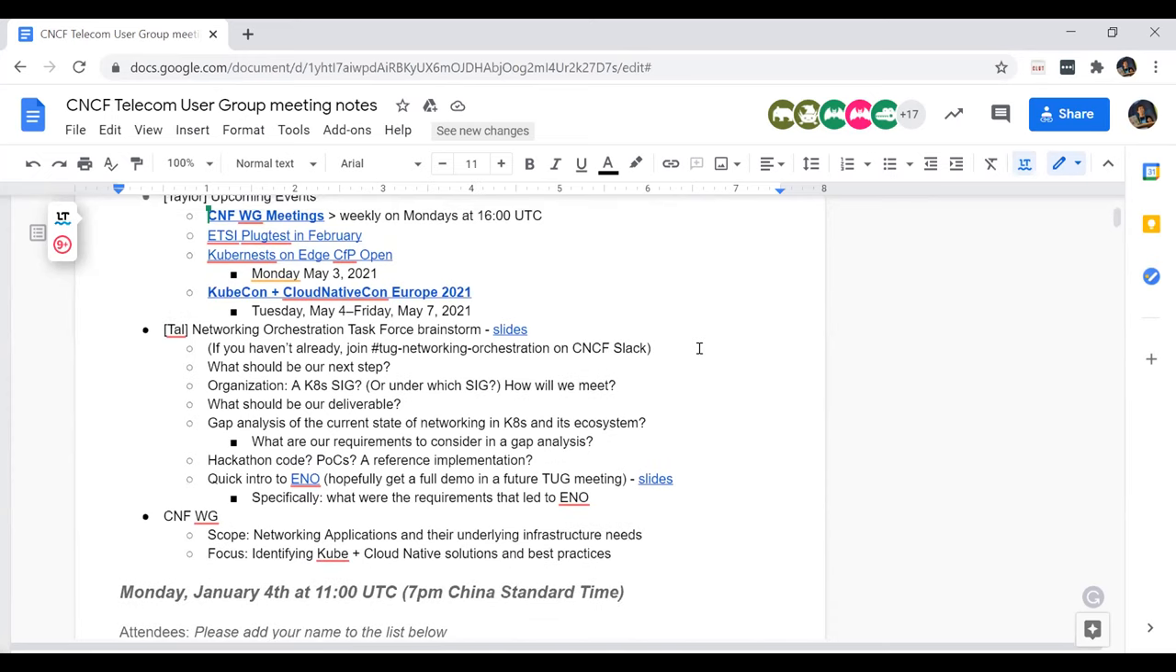So with that, I think most of this meeting is going to be Tal talking about his networking orchestration task force, and there's a link to the slides here. And if we have time, there are also some folks from Ericsson who want to talk about, I'm not sure how exactly to say it, Eno, I think it is. But with that, Tal, I can hand it over to you.